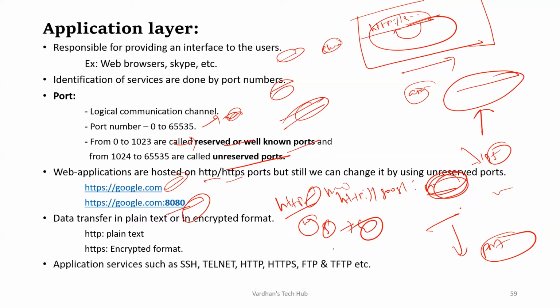In the application layer, we have different protocols: SSH, Telnet, HTTP, HTTPS. These are some of the application layer protocols. We'll discuss in detail what each protocol is in the coming sessions. For now, what is the application layer? It is responsible for providing an interface to the users.